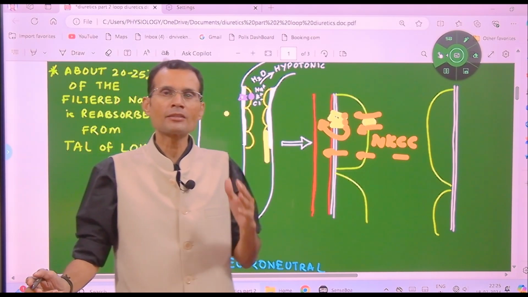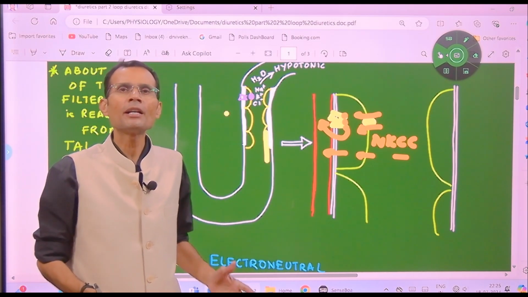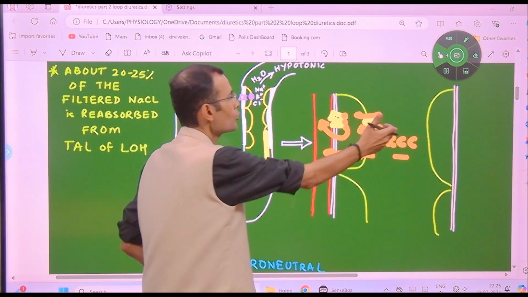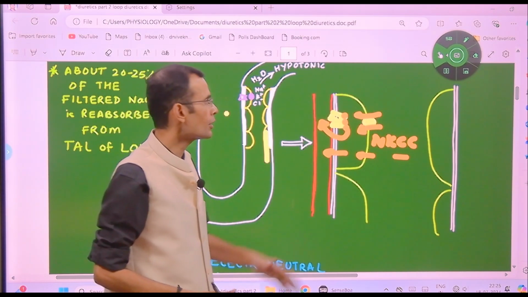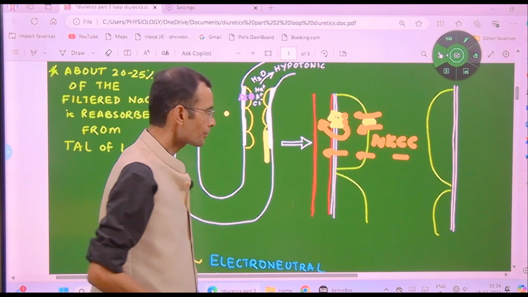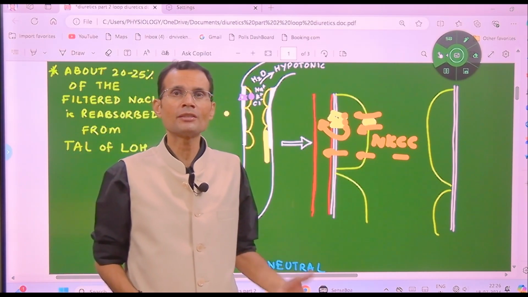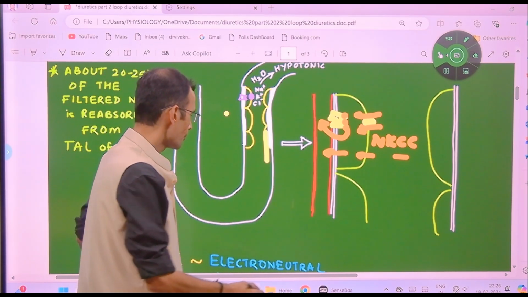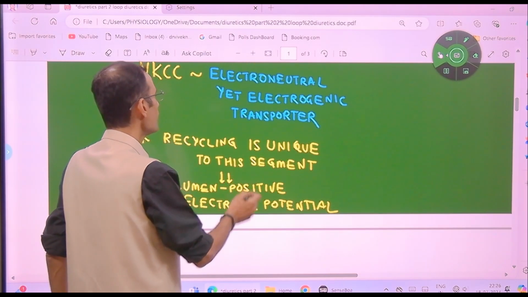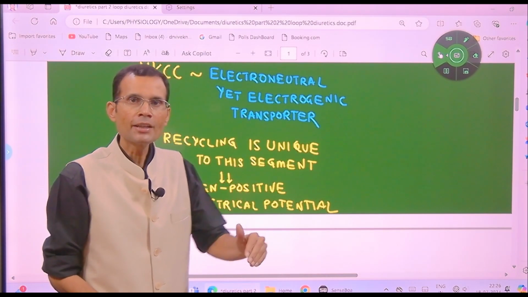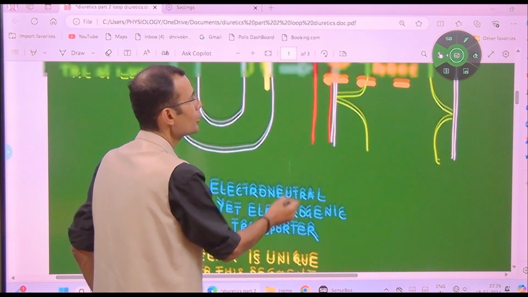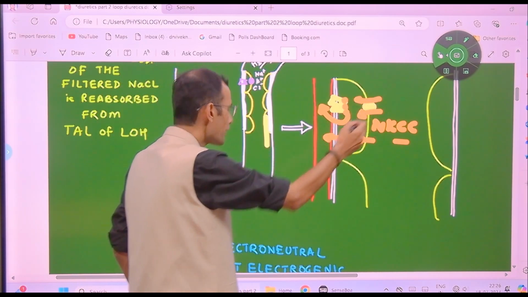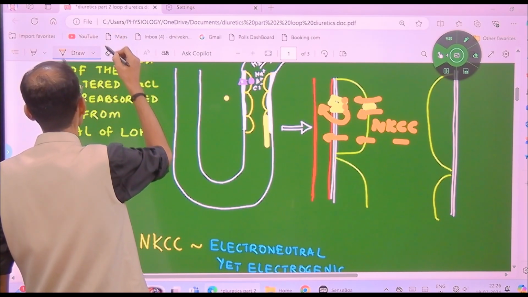This has been described as potassium recycling. What is the benefit of this? The benefit is there is more potassium again available to bind to this NKCC transporter from its luminal side. So that's the advantage of this potassium recycling. Now, what happens as a result of this potassium recycling? Because of the potassium moving back into the lumen, positive charges are getting accumulated on the outside of this cell.